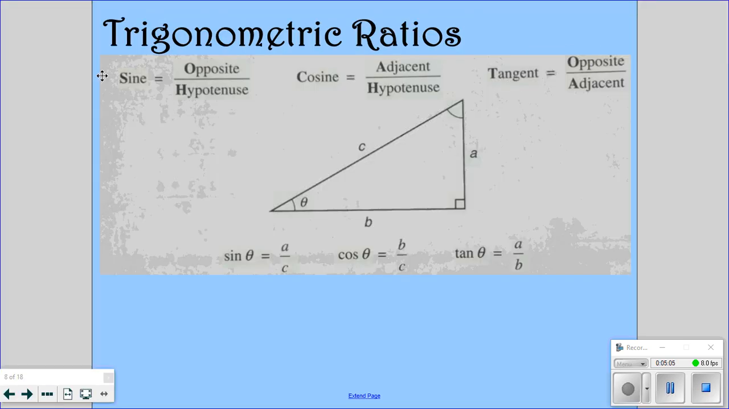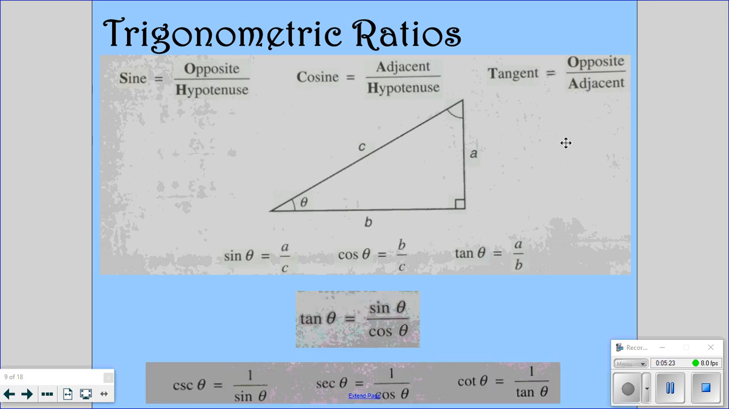Moving on to your trig ratios. Sine, cosine, and tangent. If you don't remember those, y'all need to pause the video real quick and help each other remember them. Sine is opposite over hypotenuse, cosine adjacent over hypotenuse, tangent opposite over adjacent. Y'all can stop the video and write those down if you need to, but hopefully you remember them. Tangent is sine over cosine.